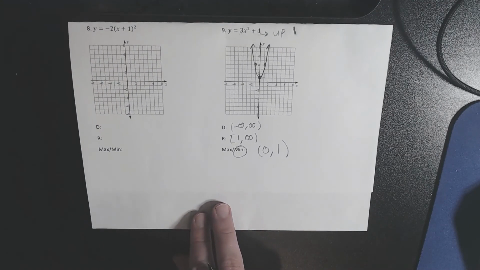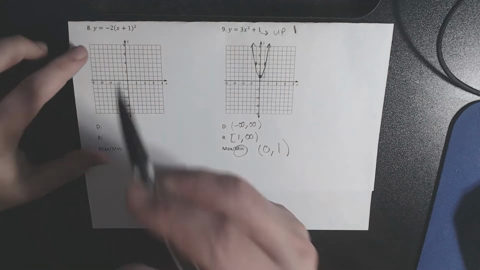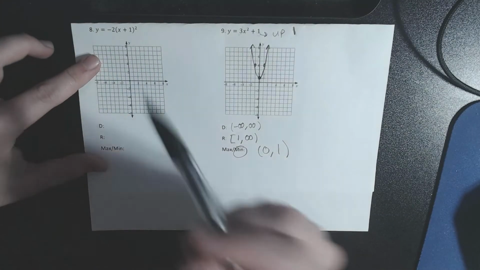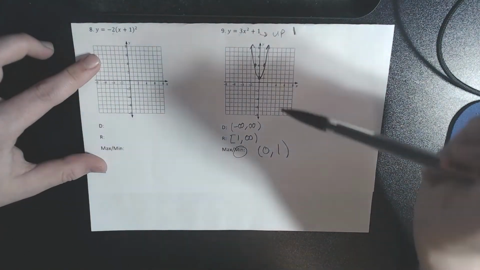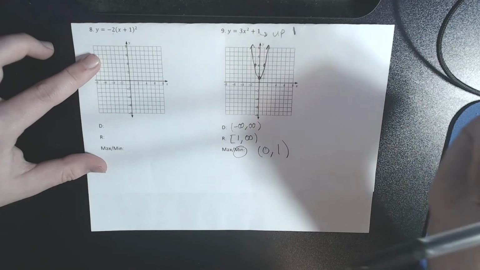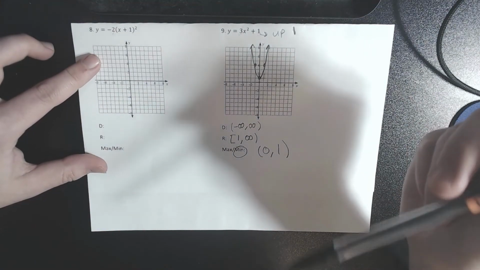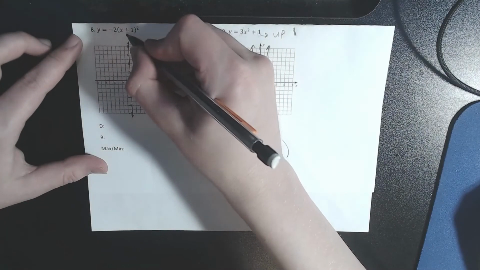I do want to do one that has a maximum as well, and then that will kind of be our last one for today. We have this other one here, negative 2x plus 1 squared, okay? The negative 2 out here means that instead of going over 1, up 1 on both sides, we're going to go over 1 and then down 2, right? So that's kind of what's going on here.